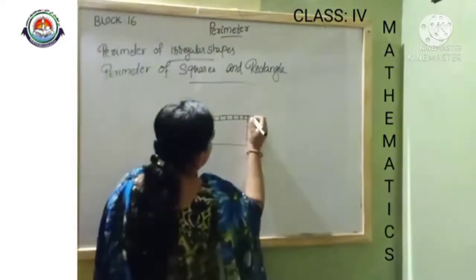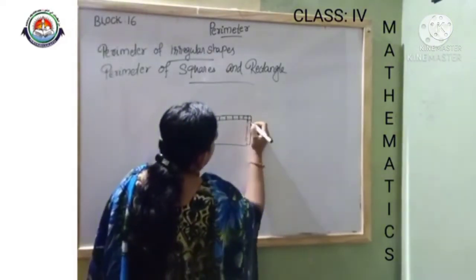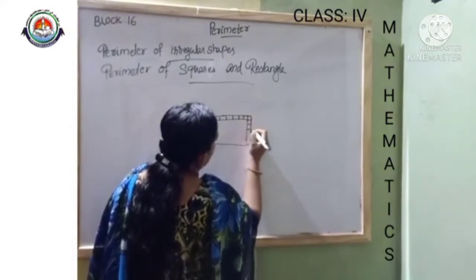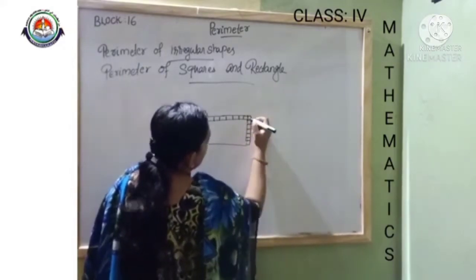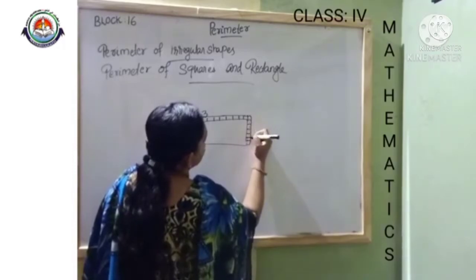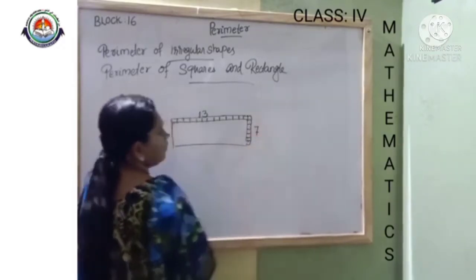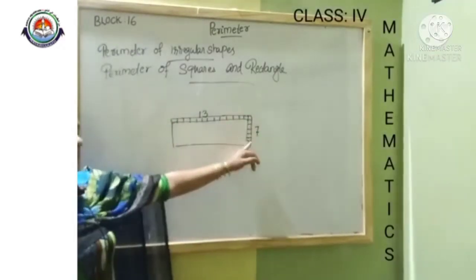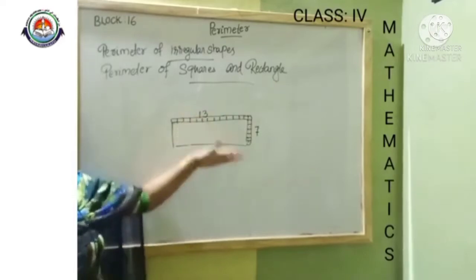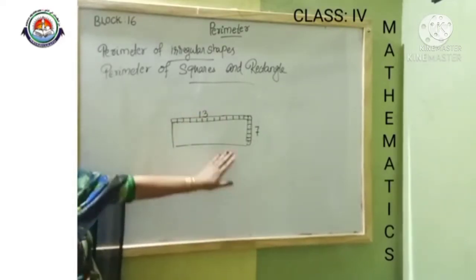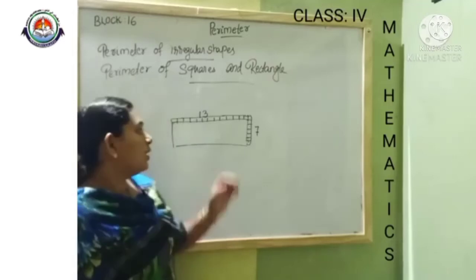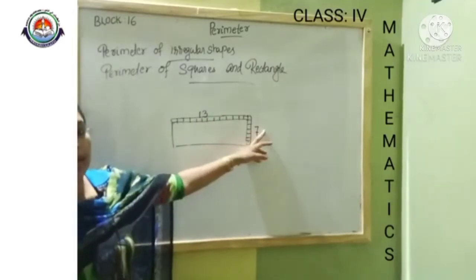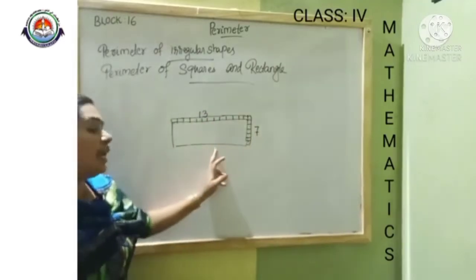Then here, 1, 2, 3, 4, 5, 6, 7. So the length of this is 7. Here it is a rectangle, so the opposite sides are also equal. This also 13, this also 7. So what is the perimeter here? 13 plus 7, 20. 20 plus 13.